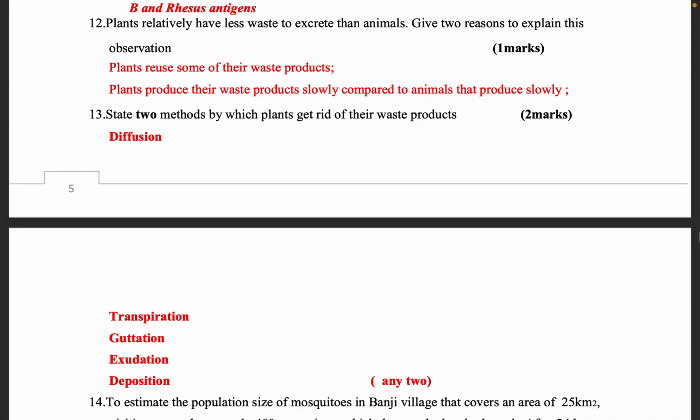Question 13. State 2 methods by which plants get rid of their waste products. Diffusion, transpiration, guttation, excretion, deposition. You can name any 2.